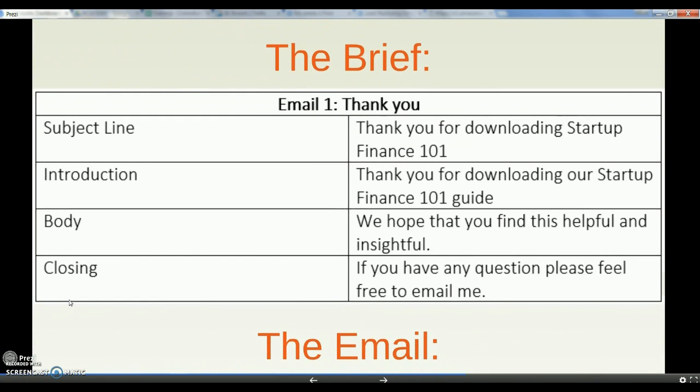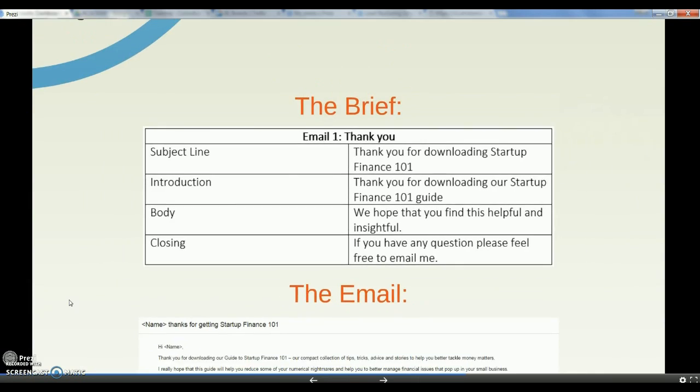Okay, so let's dissect an actual lead nurturing email brief. Here we have one for an online accounting company. So first of all, you'll have the subject line, the introduction, and then you have a body and a closing. As you can see, some of this overlaps, but this is basically just an outline that a strategist will provide and the writer will fill in the rest.